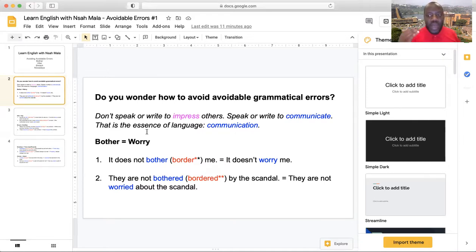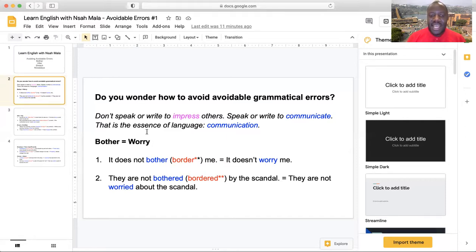So to illustrate how you can go about avoiding this simple avoidable error, I'm not saying that all errors come from this idea, or that this factor alone is responsible for all the errors that people make. And neither am I saying that any human being is free from making errors or mistakes in language, but I'm saying we have to always strive to reduce them as much as possible.